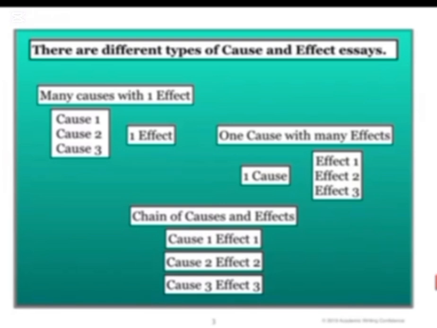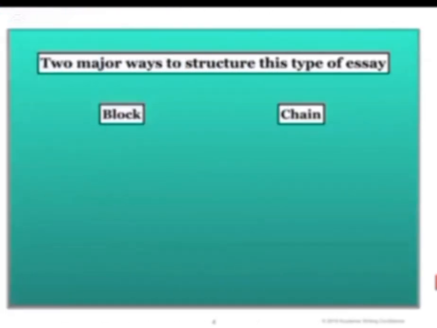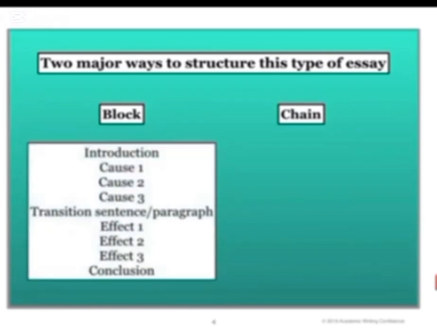Now, there are 2 major ways to structure this type of essay. We can use either the block method or the chain method. For the block method, you would use this pattern. You would write an introduction paragraph, followed by the paragraph or paragraphs about the causes for your topic. This would be followed by a transition sentence or paragraph, after which you would write more paragraphs about the effects. And then finally, your conclusion paragraph.